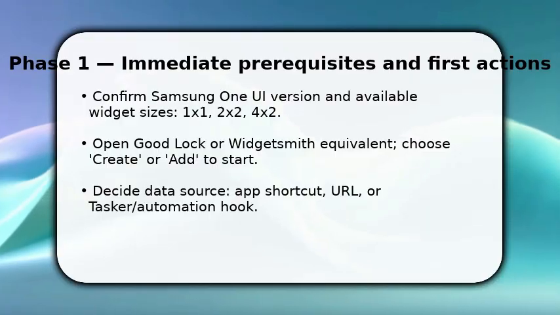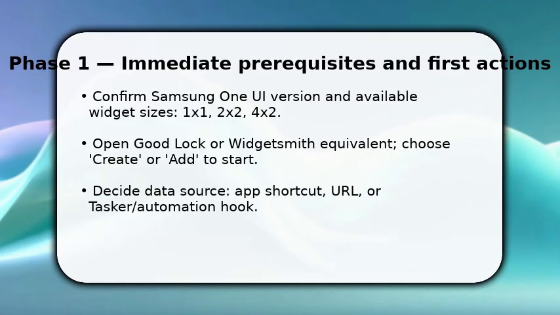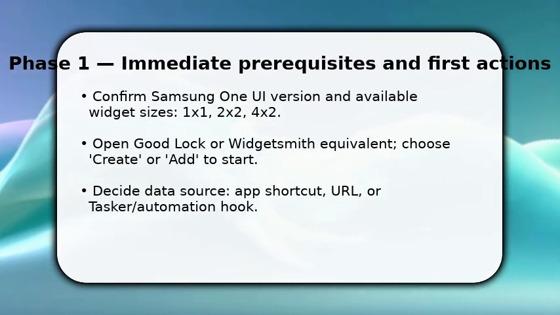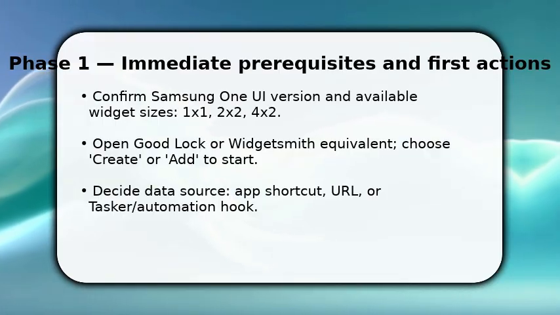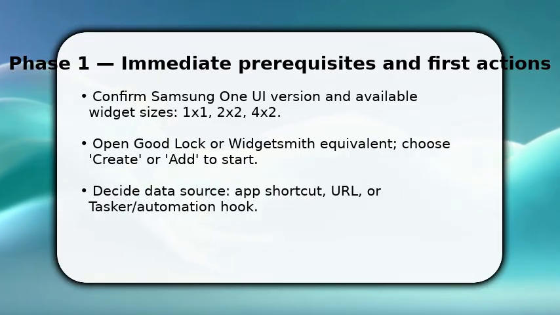You start by confirming your One UI version and the widget sizes your phone supports. This matters because layout options differ. Next, open the Widget Creation app or the stock widget editor and tap Create. This immediately opens the canvas so you can place elements.